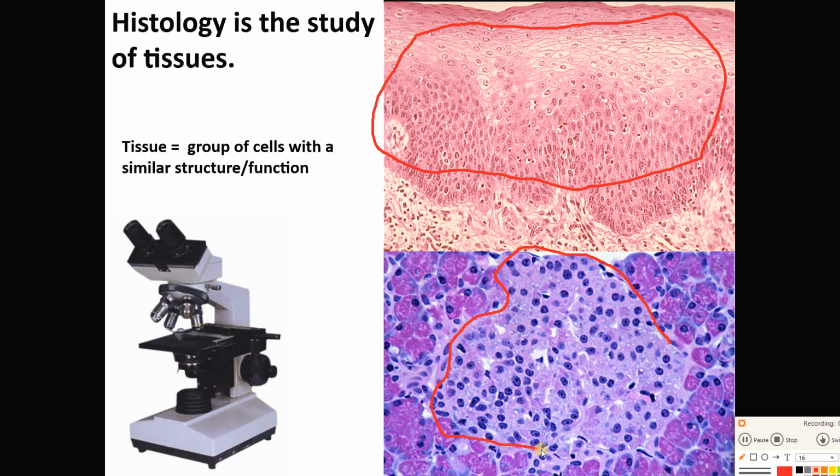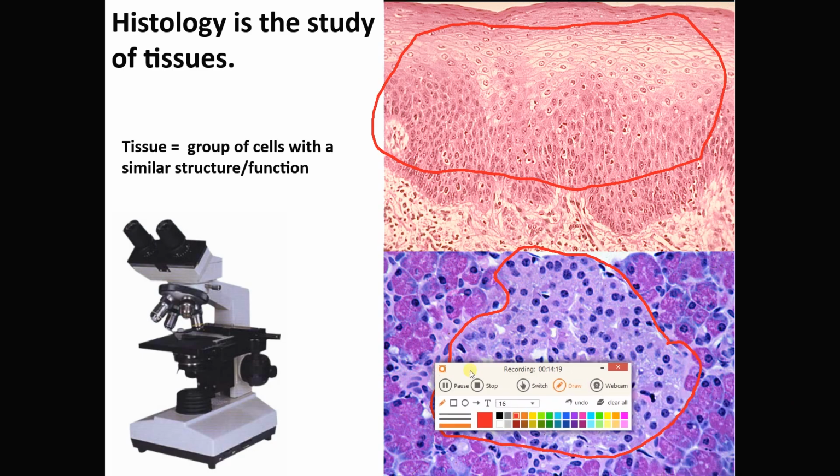These cells are another tissue. They are making important hormones for us, helping us regulate things like our blood sugar. So, using a microscope, probably looking at tissues. And the study of tissues is histology. Histo means tissue. Ology, study of, right? And a tissue is a group of cells that are similar in structure and in function.